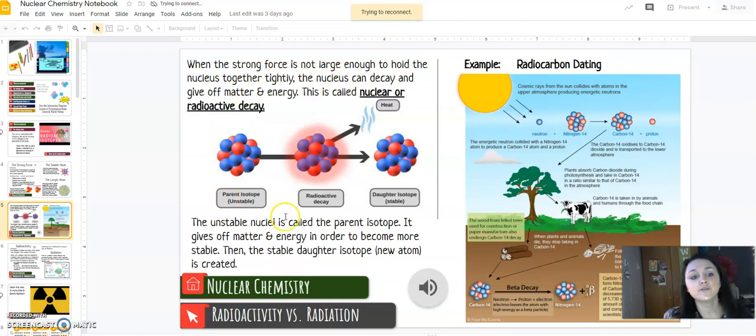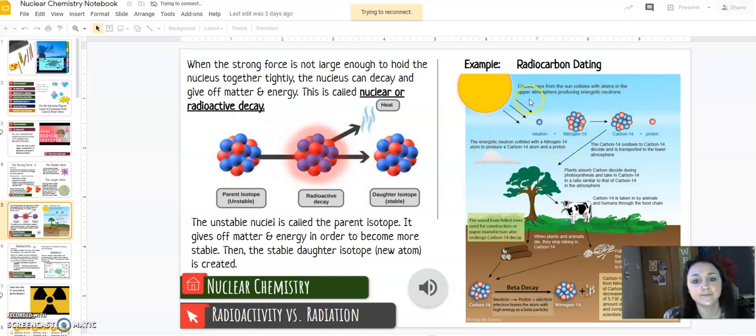So the unstable nuclei is called our parent isotope, and it gives off matter and energy, but once it gets too big, things start to break off. There starts to be decay, and then we have more stable atoms. So decay allows it to become more stable. It decays because it's unstable, and then after it decays, it becomes more stable.